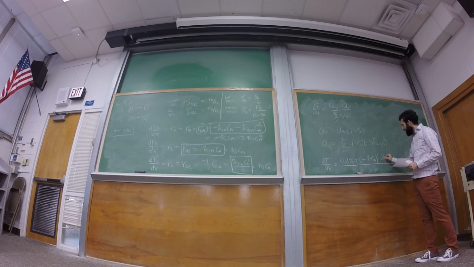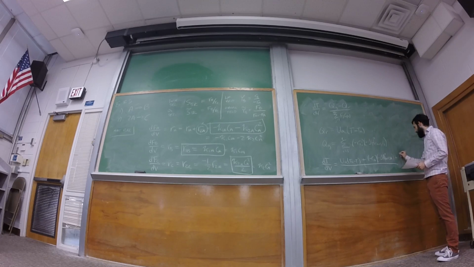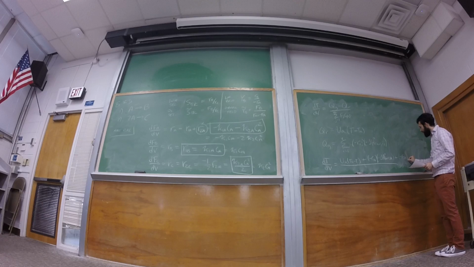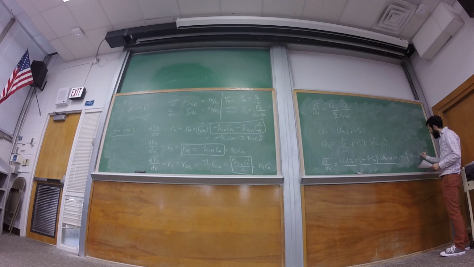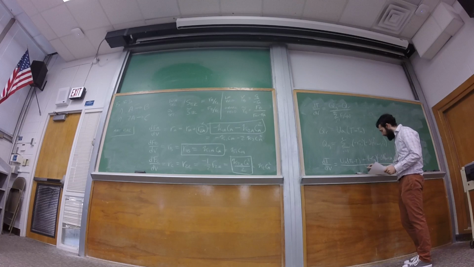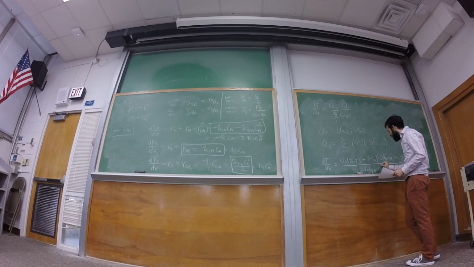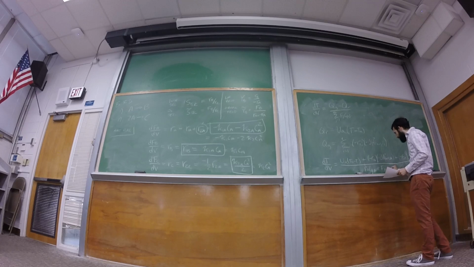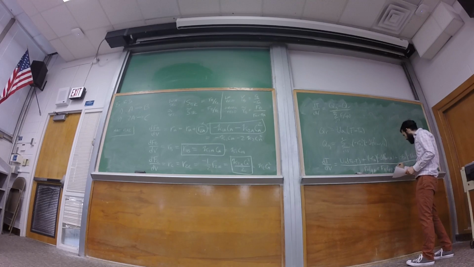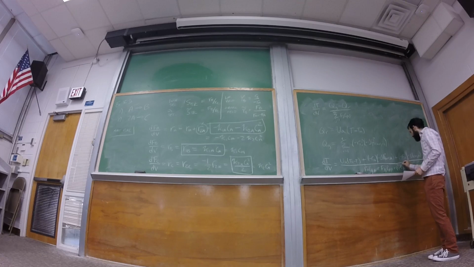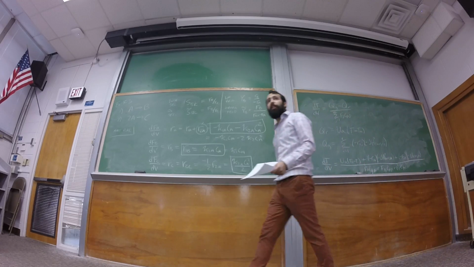Negative delta H reaction 1A, plus negative R2A, negative delta H reaction 2A. And then this whole thing is just divided by the flow rate of each species times the constant temperature heat capacity of that species. So FA CPA, FB CPB, plus FC CPC. Okay, any questions?